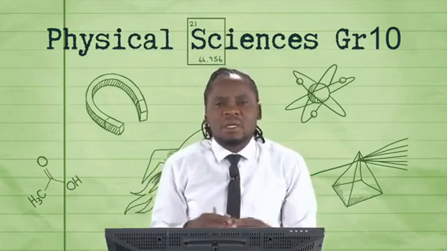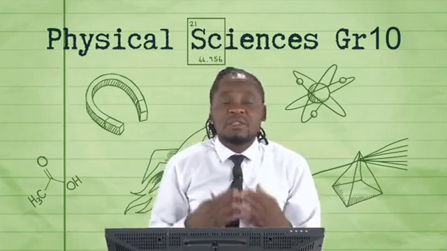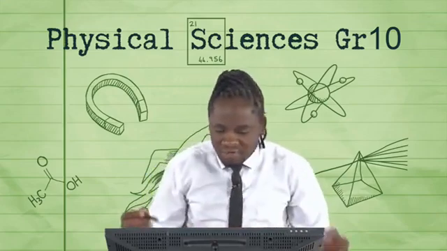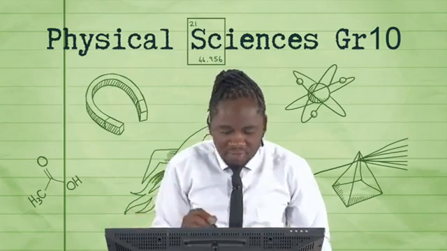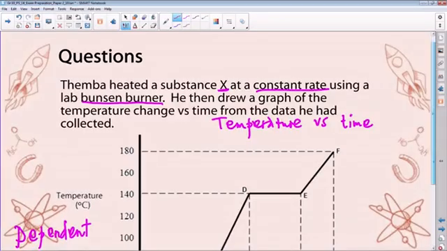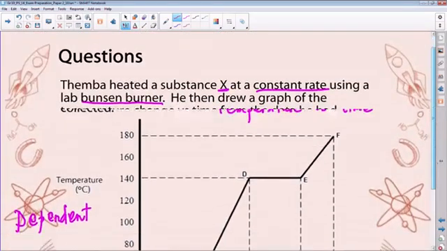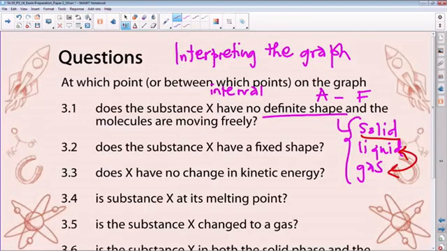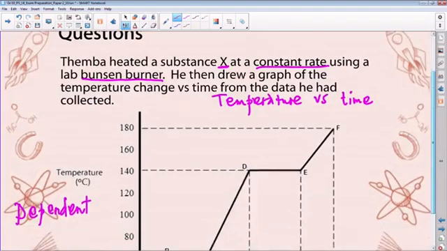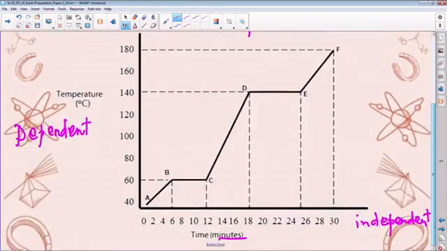For that reason, we can say that the gas does not have a definite shape. So let's go to the graph and look at the points which represent segments where the substance does not have a definite shape. Okay, so if it does not have a definite shape, let's check. No definite shape. So if we go back, we can check between which points we have liquids and gases.